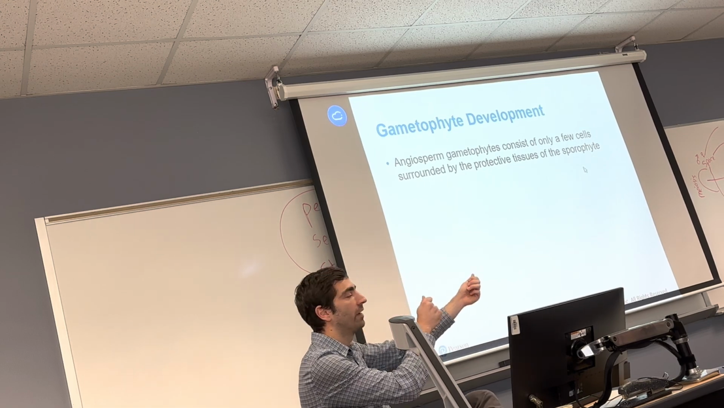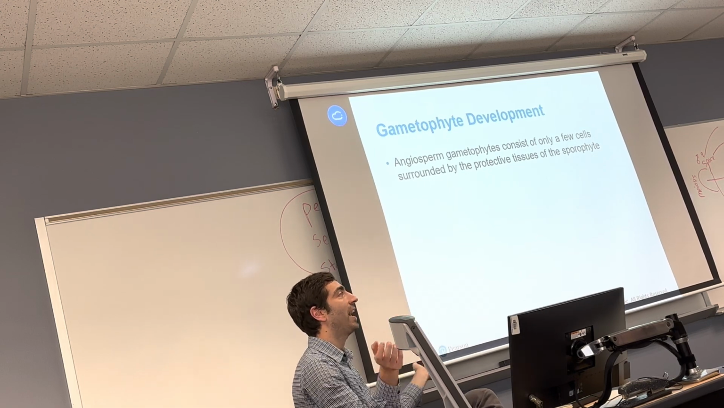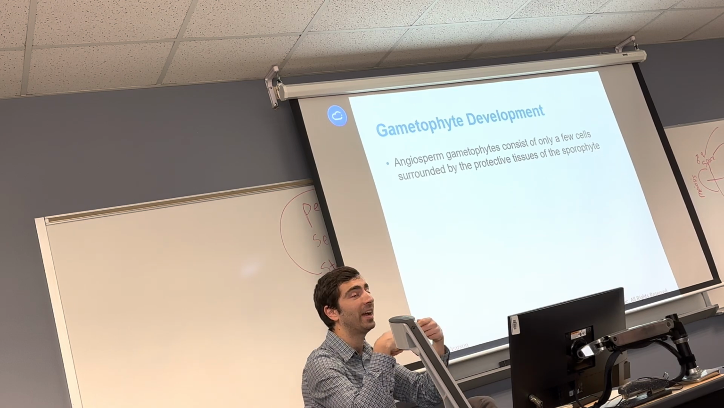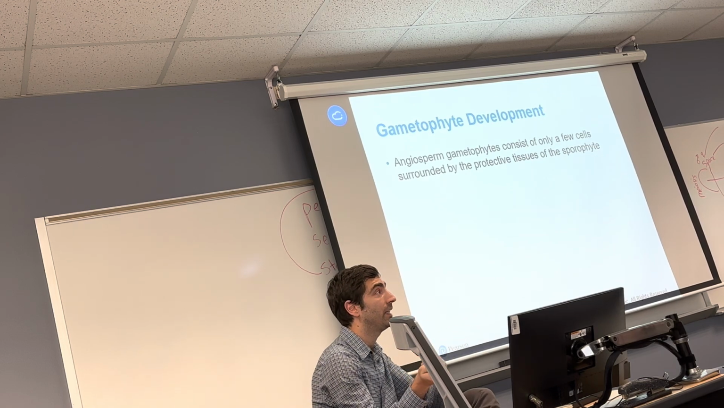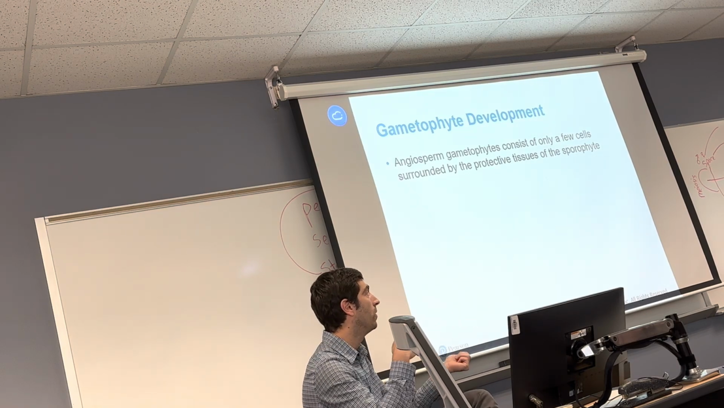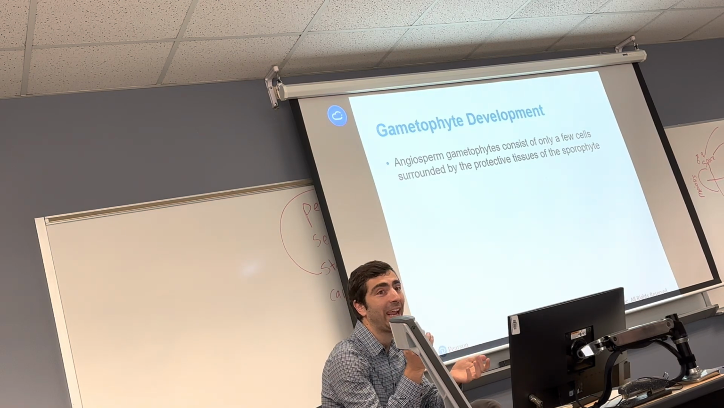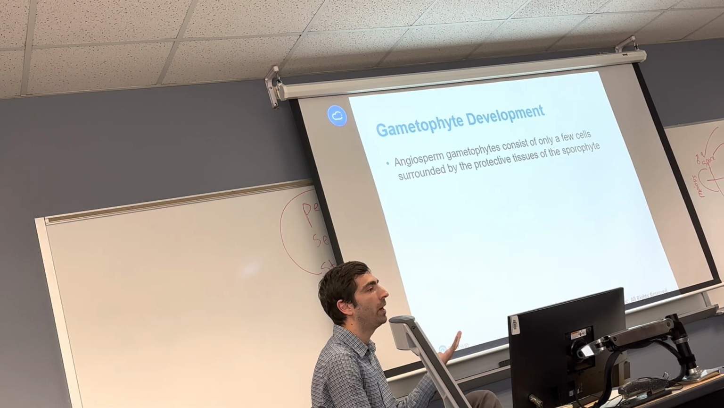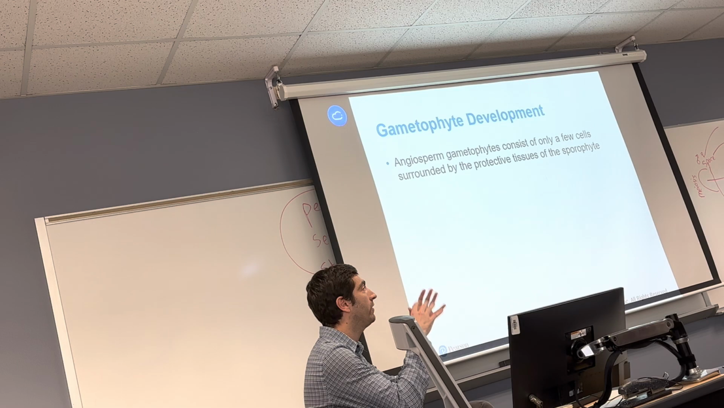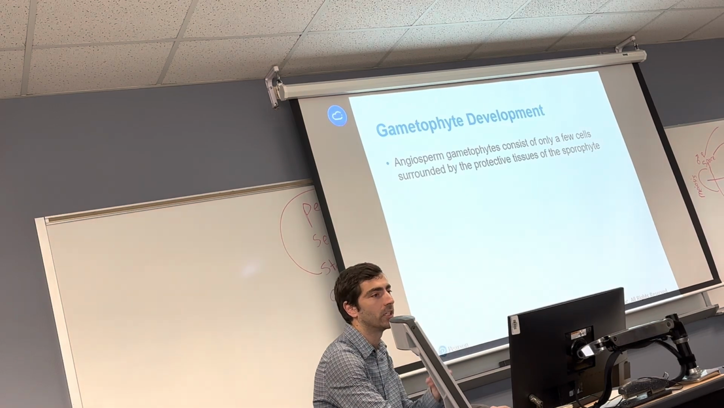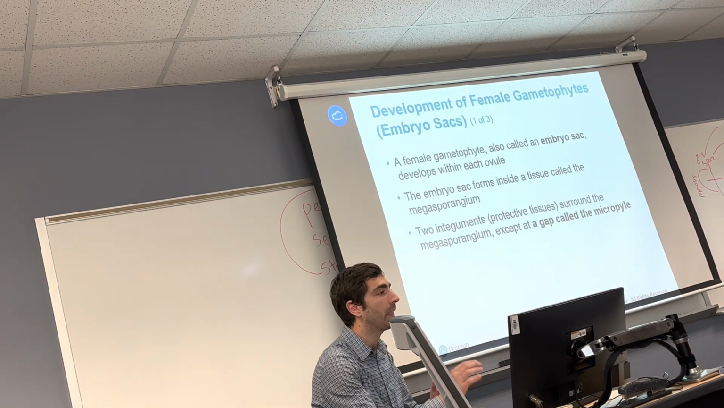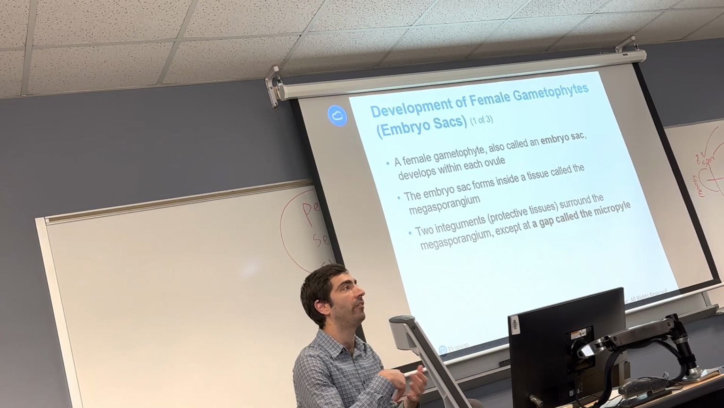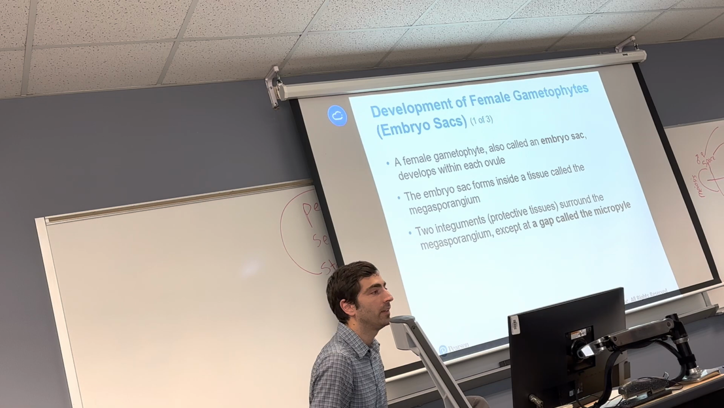So what is the gametophyte? The gametophyte is highly reduced in those flowering plants. In fact, we'll see it's only a couple of cells in the case of the males, or I think it gets up to 8 cells in females. So it's really only just a small bundle of cells surrounded by some aspect of the sporophyte. And so first we'll look at the female side of things, the development of a female gametophyte.